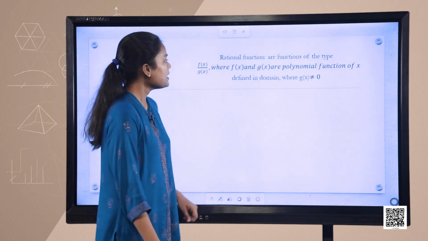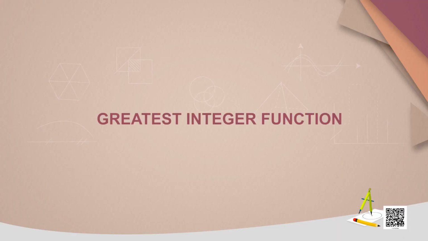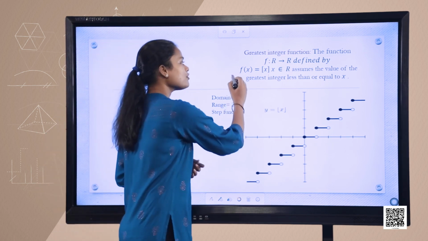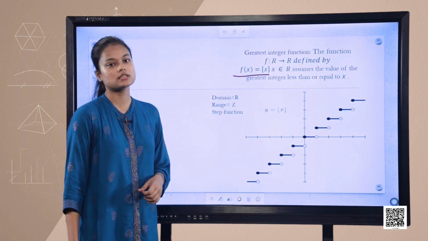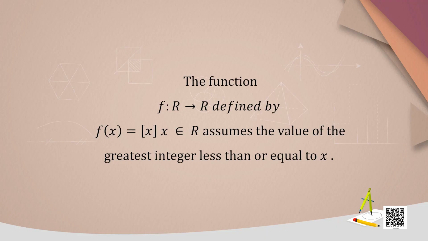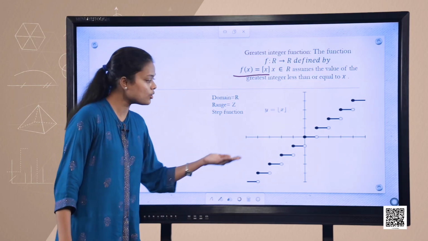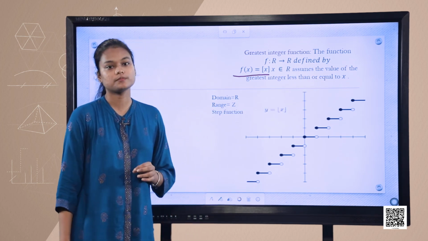Now, the next special function that we are going to study is the greatest integer function. It is a very interesting function. It is a real function where f of x is equal to this. This is the notation of the greatest integer function, which assumes the value of the greatest integer less than x. The graph of this function is very interesting. You may see that it looks like steps, and that's why it is also called a step function.